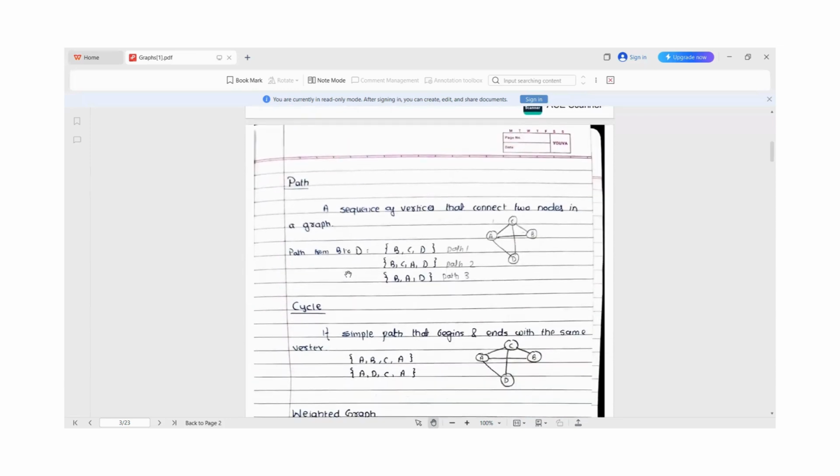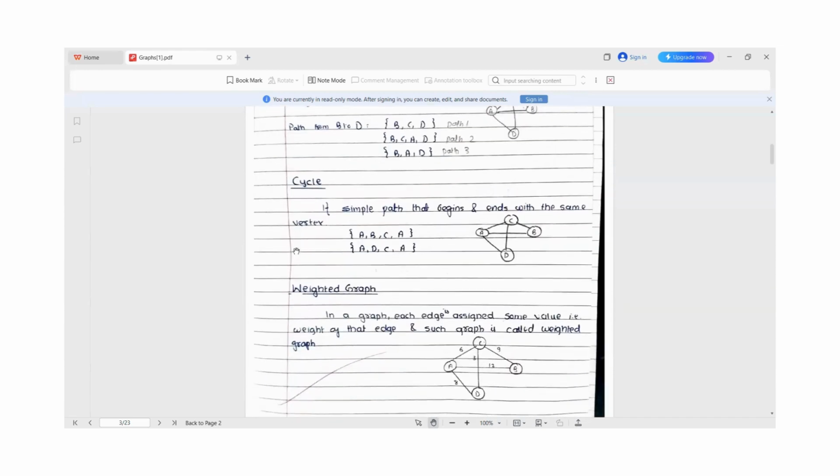Now path. What is a path? A path is a sequence of vertices that connects two nodes in a graph. Suppose we want to go from D to B. So there are multiple paths. We can either go from D to A to C, C to B, or we can go from D to A to B, or D to C, C to B.